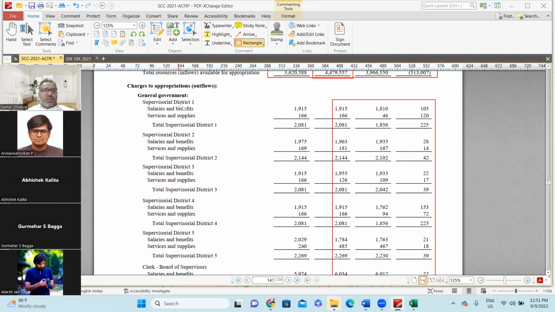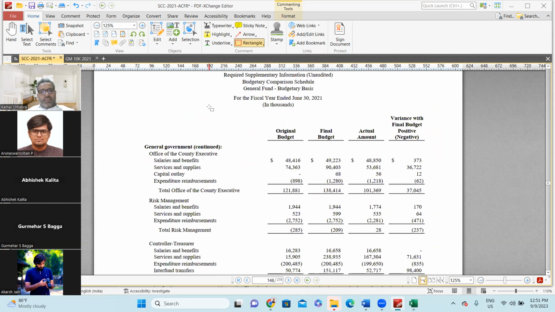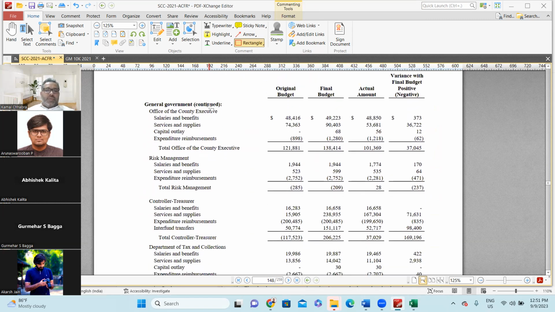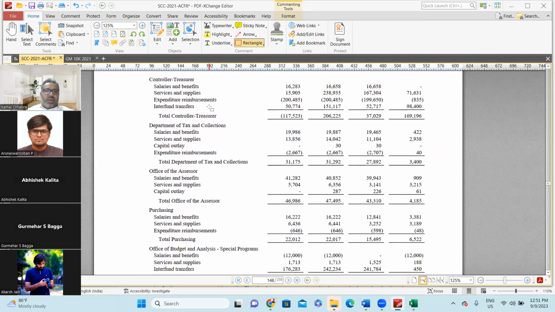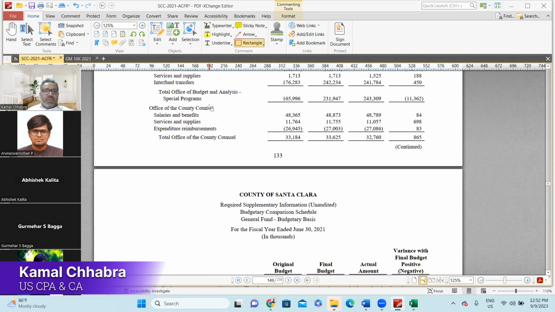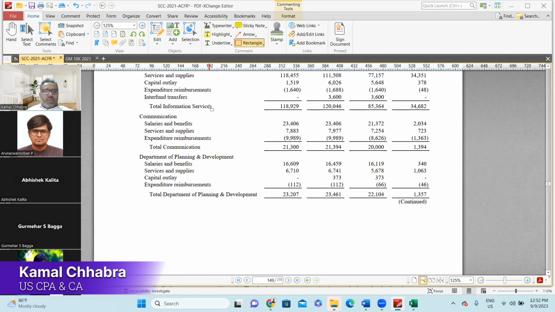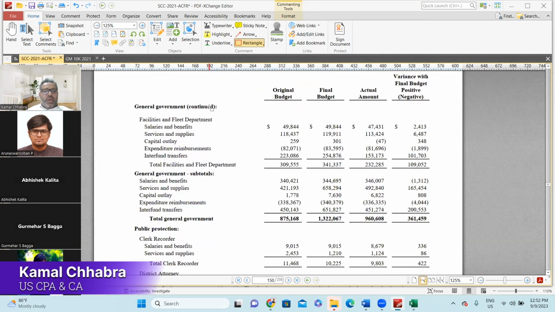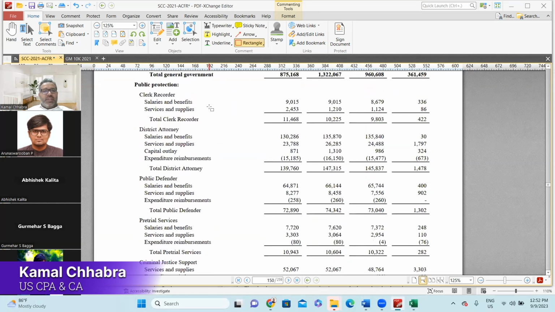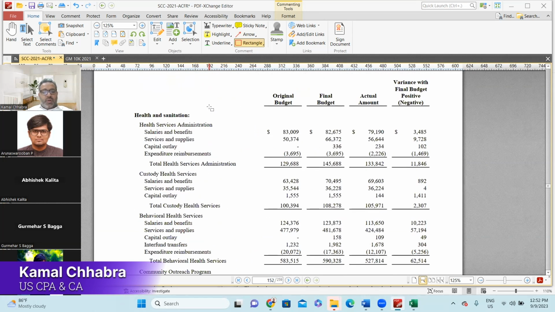Here, under general government, there are salaries and supplies, and then districts 1, 2, 3, 4, 5, with details given district-wise. After the general government funds, there are the Office of the County, Risk Management, Controller, Treasurer, Department of Taxes, Assessors, Purchasing, Budgeting Analysis, Office of the County Council, Personnel Expenditure, Registrar, Information Services, Communication, and Department of Planning and Development. Department by department, how much fund was allocated and how much was actually utilized is mentioned here. This is the way you need to give the disclosure of budgetary information.